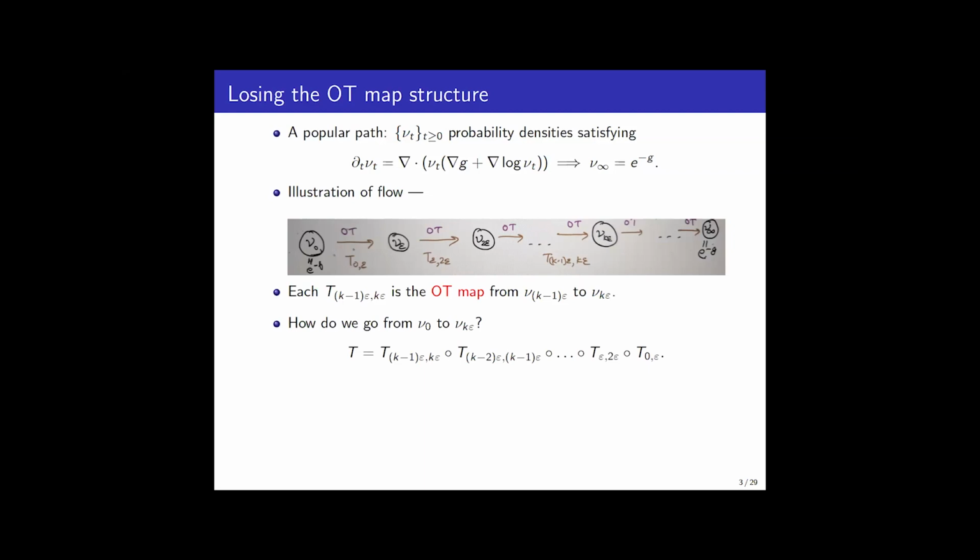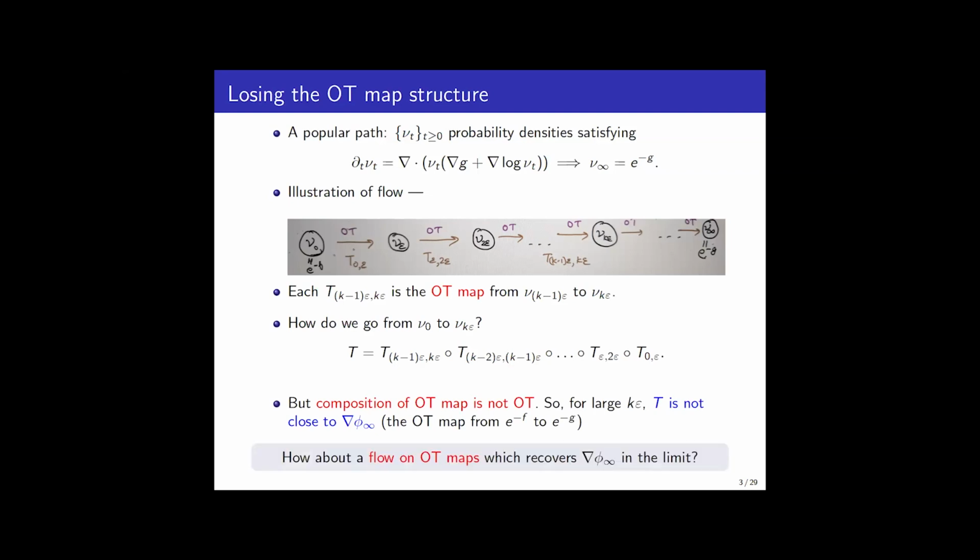So again, you may be saying that, well, I don't really care about preserving the optimal transport structure, but for the purpose of this talk, I will. I'm also interested in making sure that in the limit, if I were to run this algorithm long enough, then the transformation that I get should eventually correspond to the optimal transport map, taking me from the easy distribution e to the minus f to the hard distribution e to the minus g. So as I mentioned, compositions do not preserve the optimal transport structure. So can we construct a flow on optimal transport maps which actually recovers the optimal transport map in the limit? The compositions might not do that.